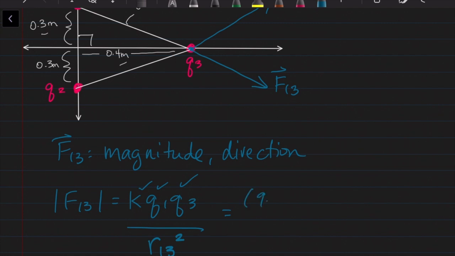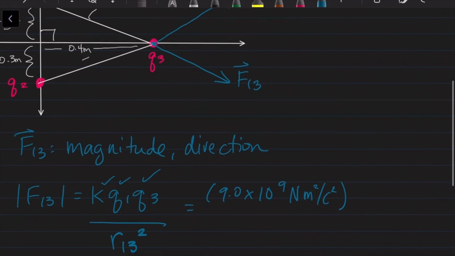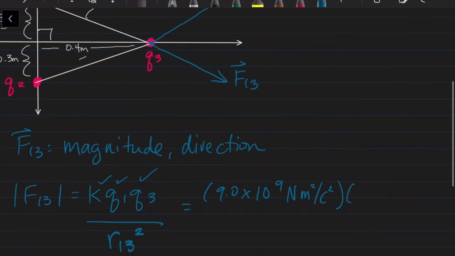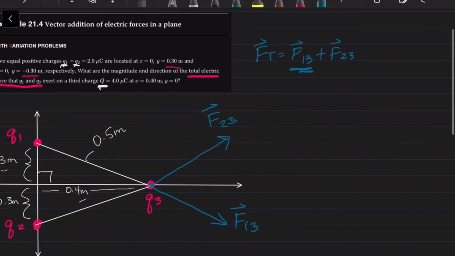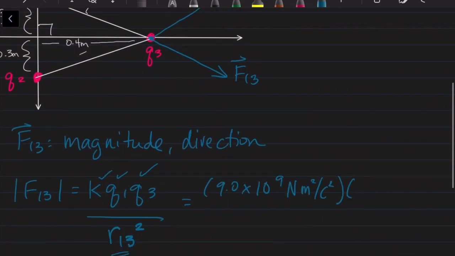So let's go ahead and plug everything in. K is 9 times 10 to the 9 newtons meters squared per coulomb squared. Q1 is 2 microcoulombs. Q3 is 4 microcoulombs.